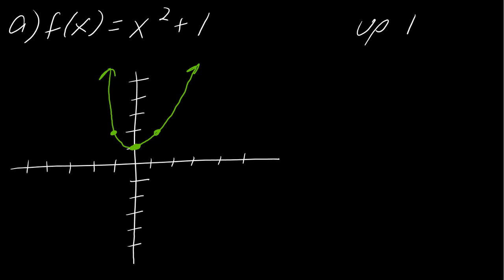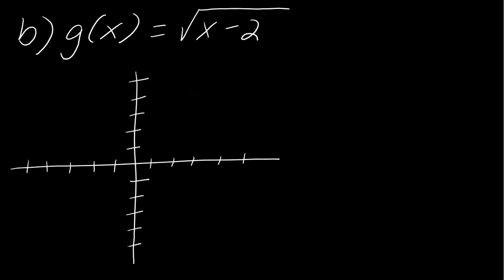So let's keep going with this idea. Now I've got the square root of x minus 2. Once again, maybe just pause for a second and write down which way this graph is shifting, and then hit play. Okay, in this case, this is going to shift right 2.